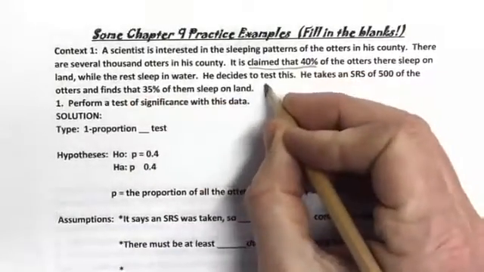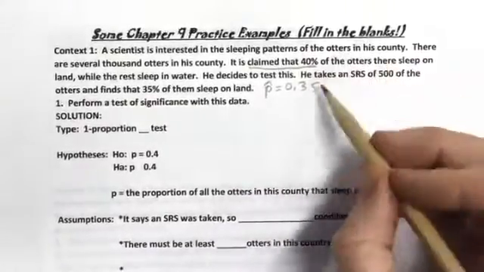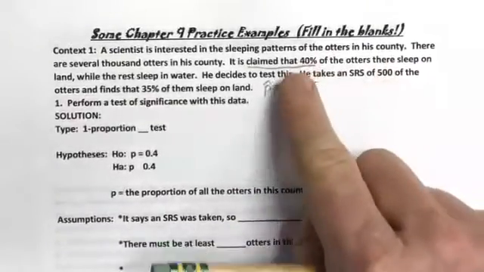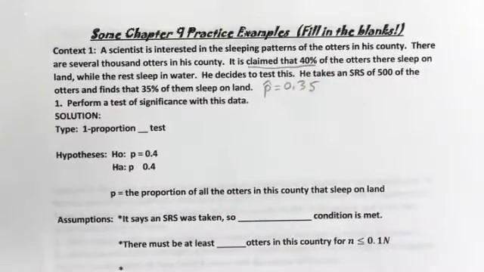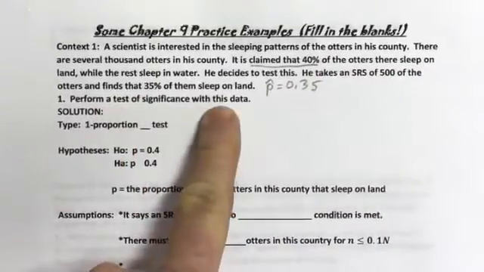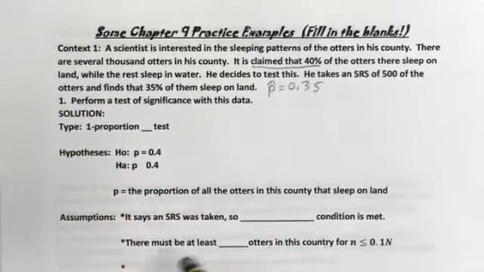That is our p hat. So I'll call that 0.35. And so it's certainly different from 0.4, 40%, but is it statistically significantly different? So we're asked to perform a test of significance, otherwise known as a hypothesis test. And so we must do the THAME acronym whenever we do a test.